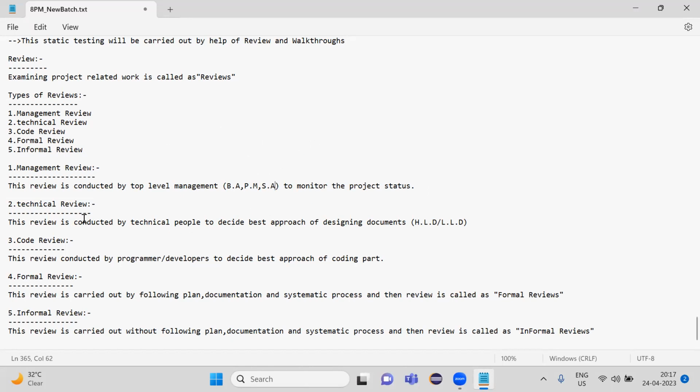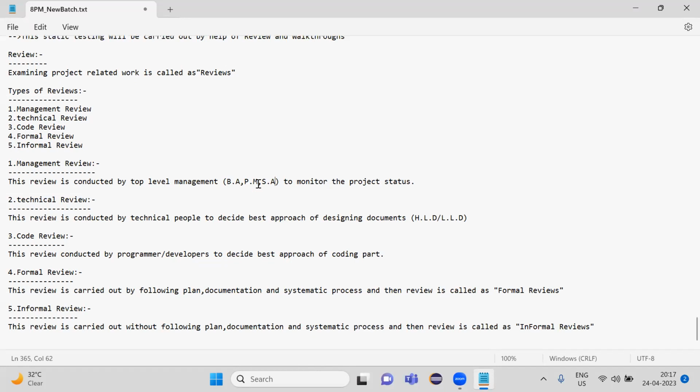This technical review will be monitored by who? Business analyst, yes or no? Project manager can monitor. System analyst can monitor. Yes or no? Your work will be monitored by who? Top level managers. Your project manager is going to take care of your work. Yes or no? That is called management review.